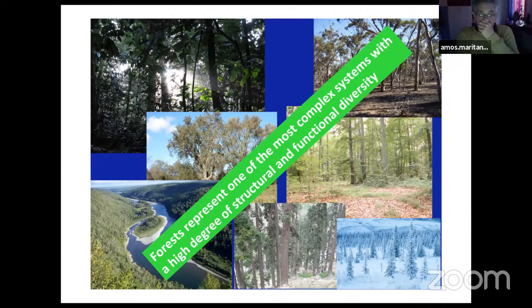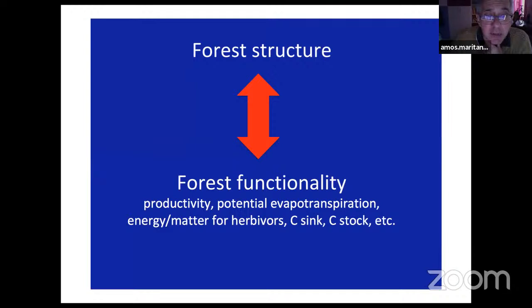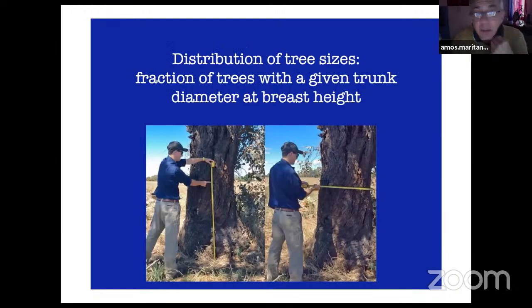For plants, the thing is even simpler. Forests are for sure one of the most exciting ecosystems due to their complexity, and the structure of the forest is also related to the forest functionality. By forest structure, I mean the distribution of sizes of trees in a forest. In the last 40 years, there have been several censuses of forests around the world. And typically what they do is measure, which is the easier thing, the diameter of the trunk at some height.